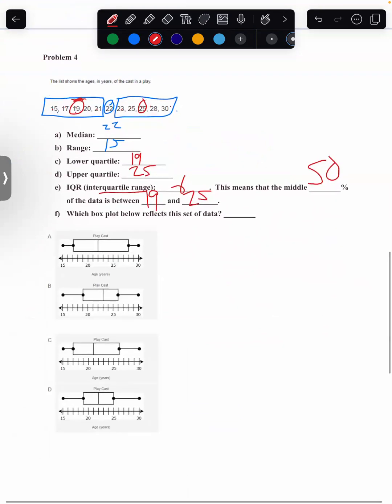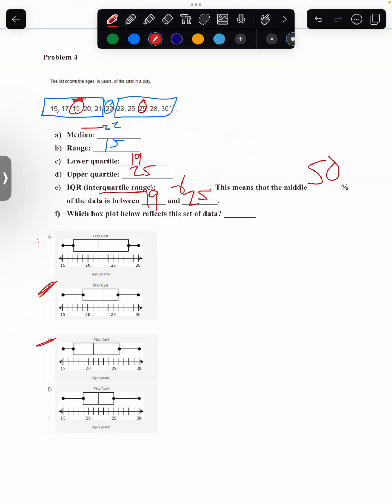Well, let's start by finding which one has the correct median. We need 22. So this one's okay. This one is at 21, 22, 23. So that one's already wrong. This one's at 21, so it's wrong. And that one's at 22. Okay. And then both of these go from 15 to 30.